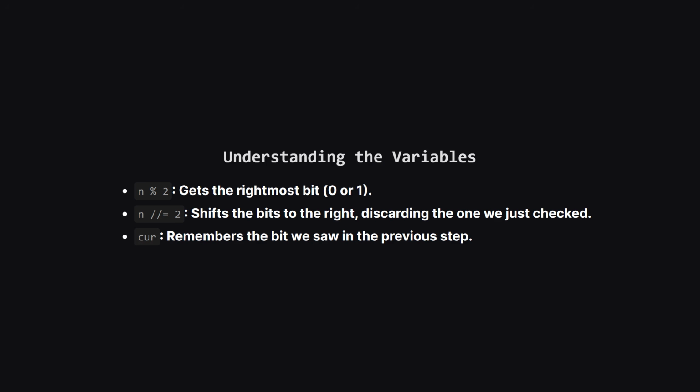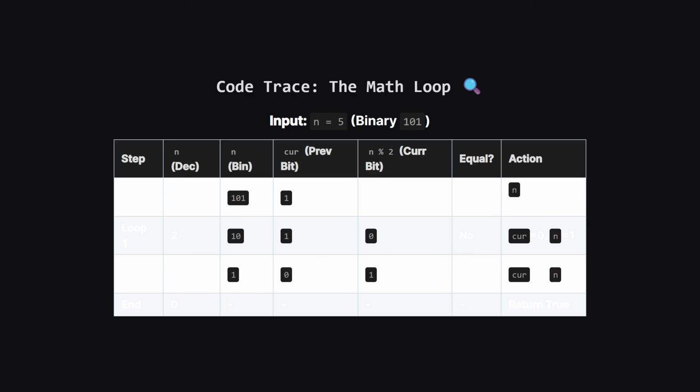Before we trace it, let's make sure we're solid on the operations. N modulo 2 is just asking, is the number odd or even? That gives us the last binary digit. N integer divide equals 2 effectively shifts all the bits to the right by one spot. And cur acts as our memory, holding onto the bit we just processed, so we can compare it to the next one in line. Let's trace this with 5 again.